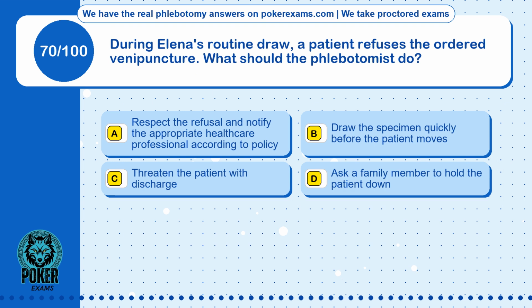Question 70. During Elena's routine draw, a patient refuses the ordered venipuncture. What should the phlebotomist do? Option A, respect the refusal and notify the appropriate healthcare professional according to policy. Option B, draw the specimen quickly before the patient moves. Option C, threaten the patient with discharge. Option D, ask a family member to hold the patient down.